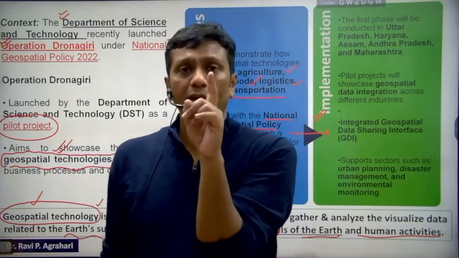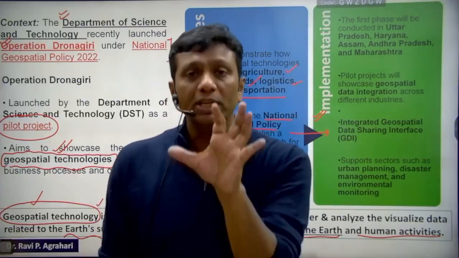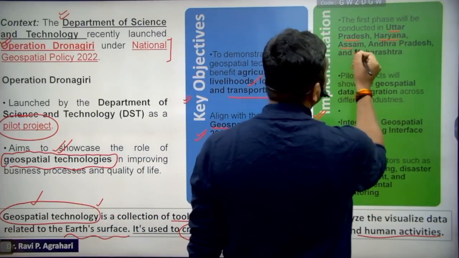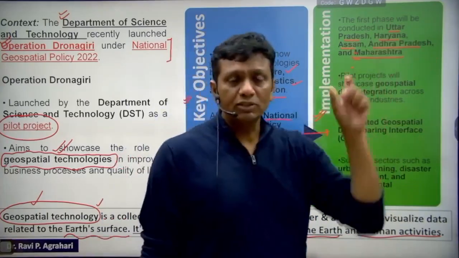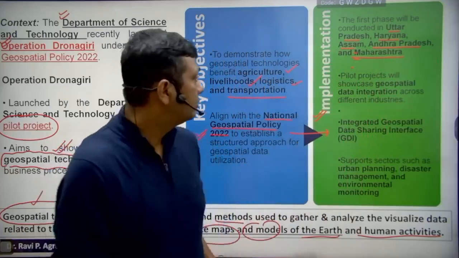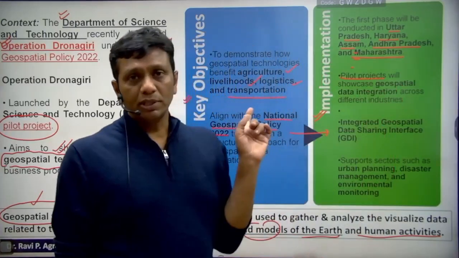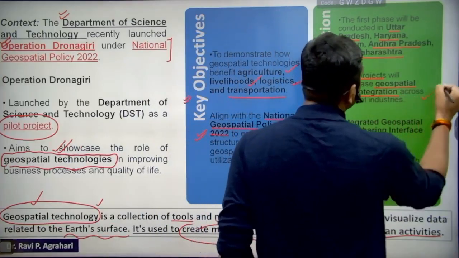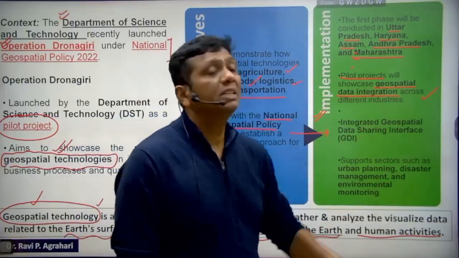First of all, I will tell you, guys, this geospatial technology as Operation Dronagiri is launched in certain states, and these states are Uttar Pradesh, Haryana, Assam, Andhra Pradesh, and Maharashtra. So in these states, guys, this Operation Dronagiri was initially launched as a pilot project. As a pilot project, it is working. This will be geospatial data integration across different industries.